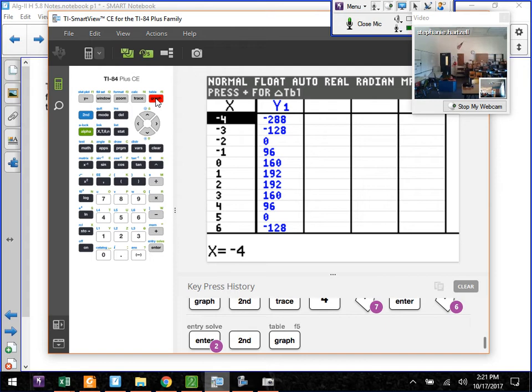Where it hit the ground? And remember, when it hits the ground, it means how much time has elapsed. So there you go. There's your 5-second rule.